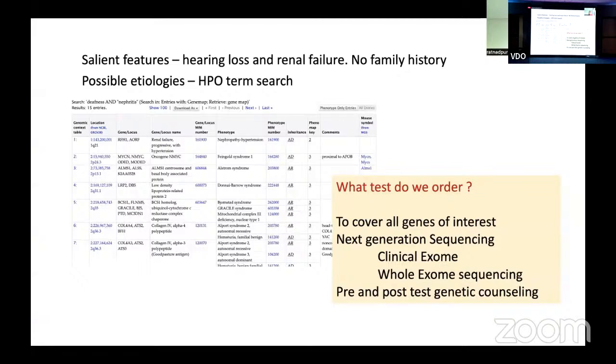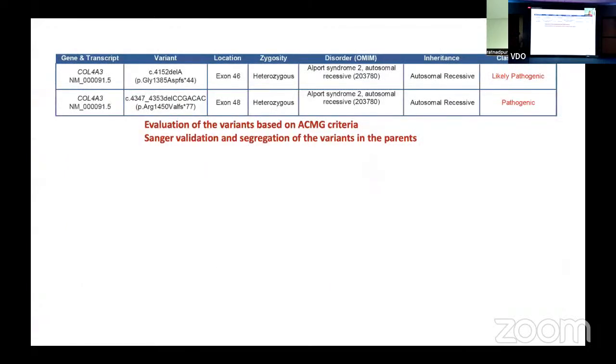And in addition to that, there are situations where you may not find anything, or you find some things that you cannot ascertain. So all this goes within pre-test counseling. So for this patient, we did a clinical exome, which covered all the genes that are reported with this phenotype. And we got mutations, 2 variations in a gene, which is COL4A3. COL4A3 is associated with Alport syndrome, the autosomal recessive phenotype of Alport syndrome.